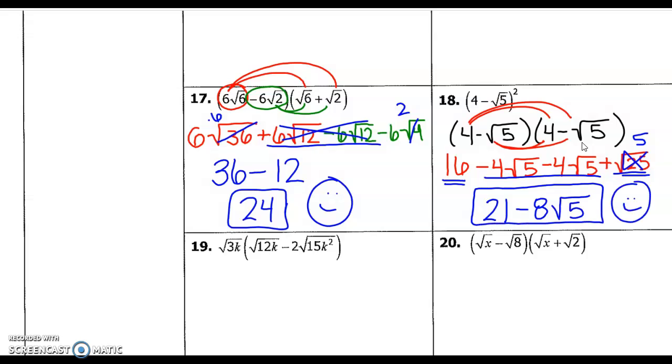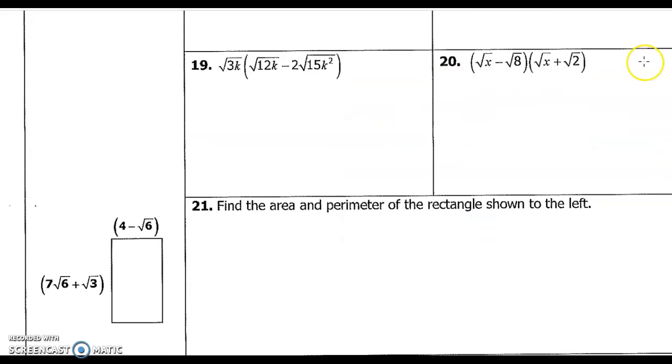All right, last thing we need to do is throw some variables in there. So we have radical 3k that we're taking through. So radical 3k times radical 12k would be the square root of 36k squared. Radical 3k times -2 radical 15k squared, -2 on the outside. Radical inside, 3 times 15 is 45. K times k squared is k to the power of 3.